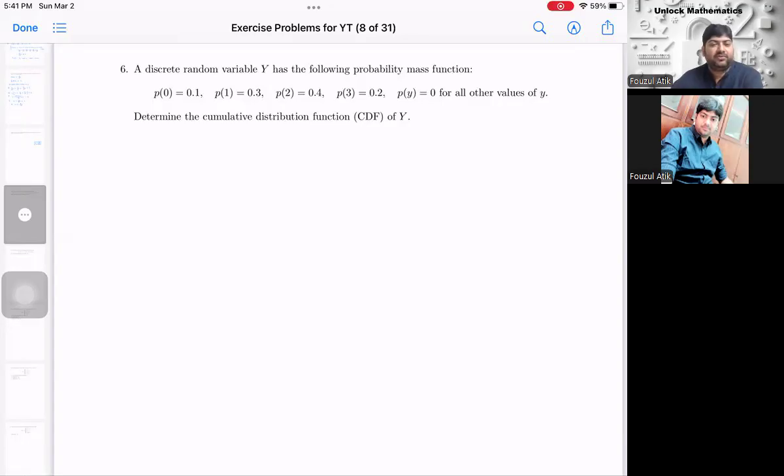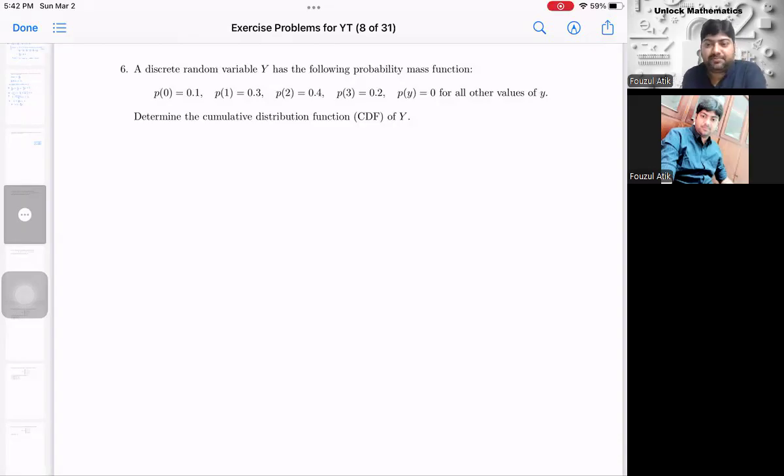We have solved a few examples in some other lecture. We are going to have a few more in this lecture. Look at this exercise problem. A discrete random variable Y has the probability mass function. So the mass function of Y is given. Now determine the cumulative distribution function of Y. So you have to find the cumulative distribution function.